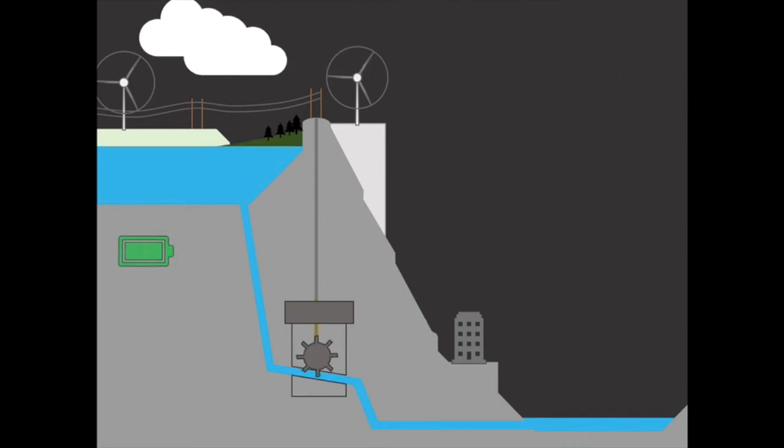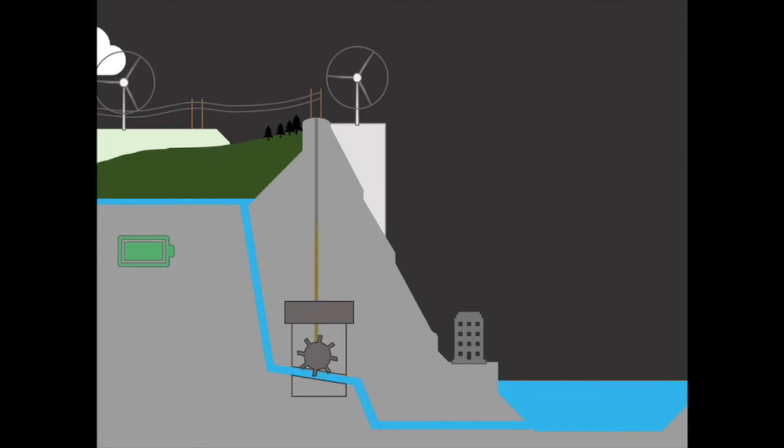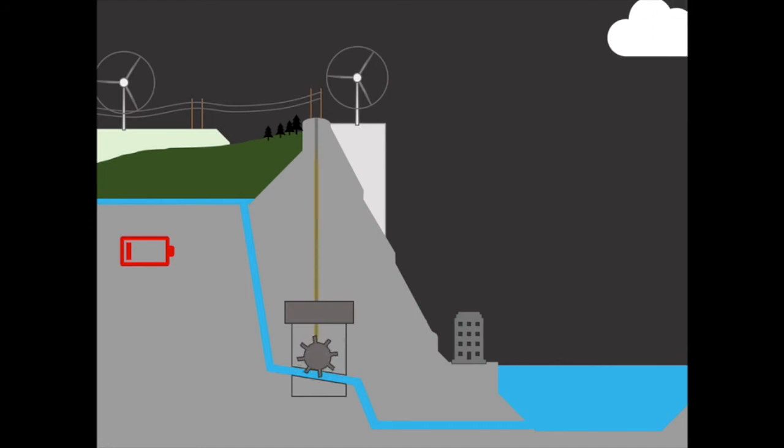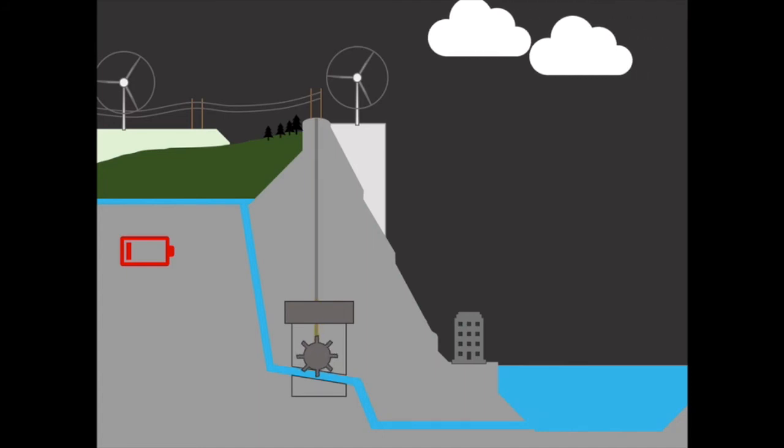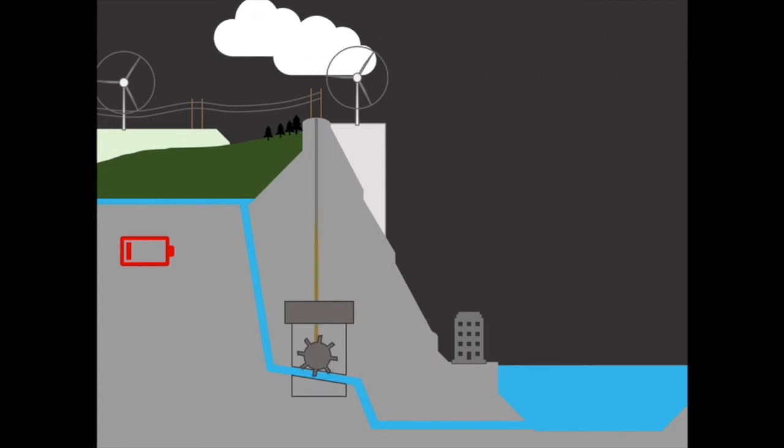And as the water flows back through the turbine, it generates electricity in the same way that a normal hydroelectric dam generates electricity. But this system can only last for so long before the upper reservoir is empty again, in essence meaning our battery would then be dead. But this is a good way to supplement renewables.